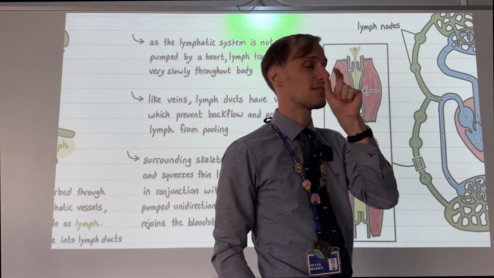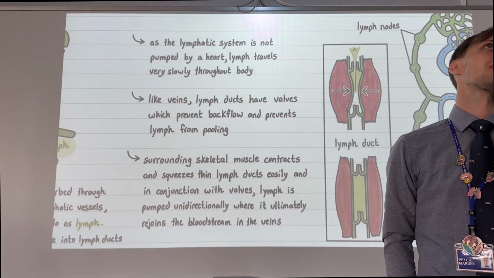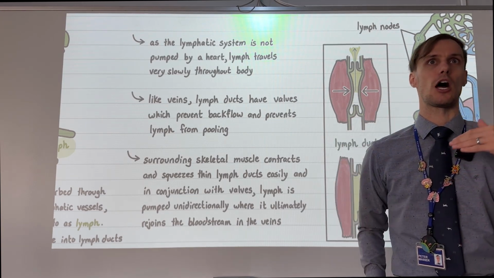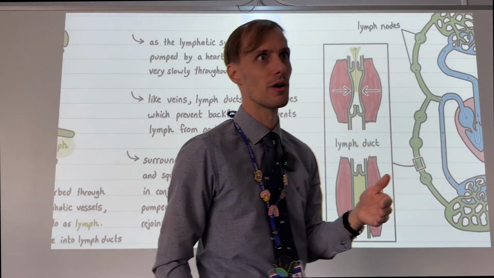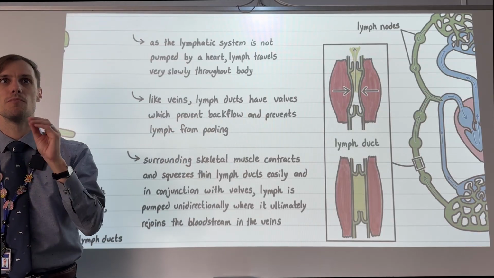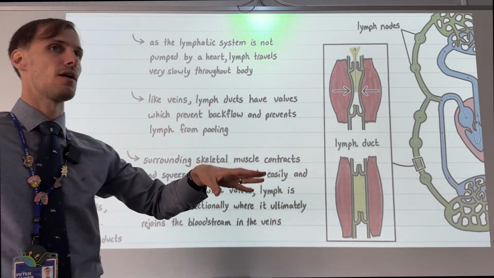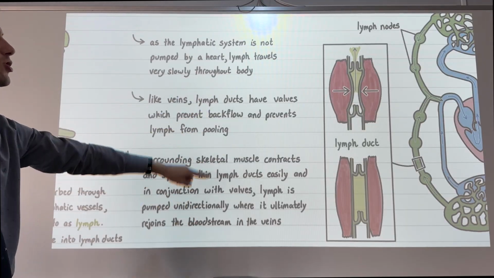Now, because this is again not connected to the heart, lymph is moving very, very slowly, something like 100 to 500 times slower than that in veins. So the movement is very slow through lymphatics, but it is still moving. And again, it's largely due to these major adaptations.